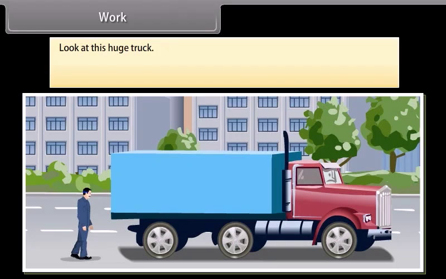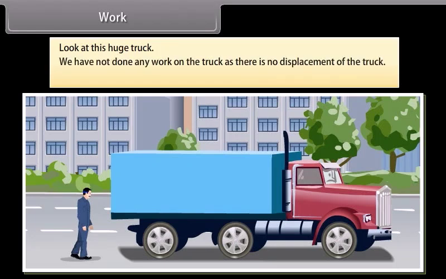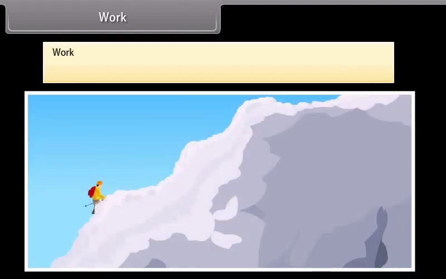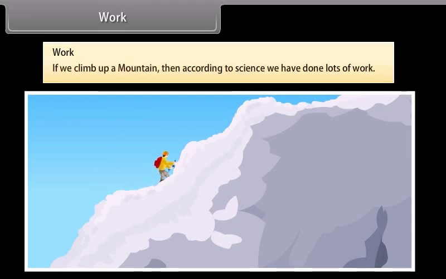We get tired. However, we have not done any work on the truck as there is no displacement of the truck. We can say that we did hard work, but in science the work is not done on the truck. We use and define the term work differently in science. For example, if we climb up a cliff, then according to science, we have done lots of work.